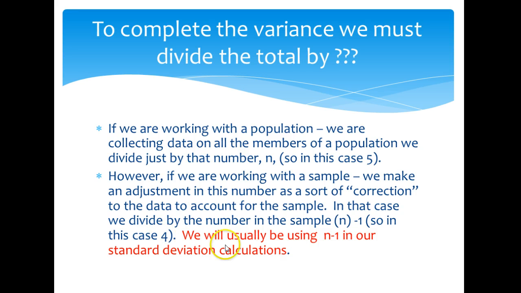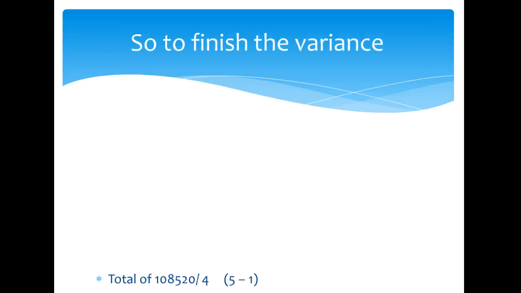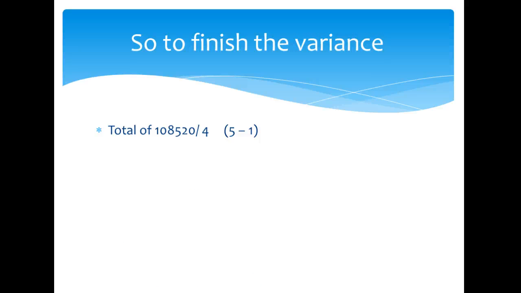So in order to work with samples, they make this correction and they subtract 1 from your data set. So in this case, we would have 5 dogs, but we're going to divide our number by 5 minus 1, or 4. In most of the cases for the data you'll be working with, you're going to want to use this n minus 1 for your calculations. Very seldom will we use just the n. So typically in your formula, you're going to see n minus 1 as the number that you divide the variance by. So if we finish it, we've taken our total, divided it by 4, that's our n minus 1, and that's our variance.